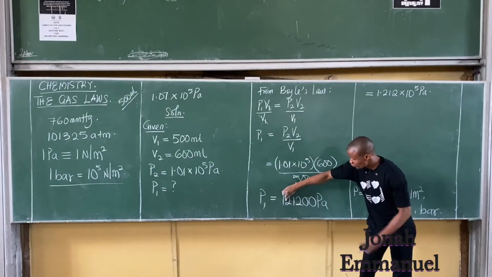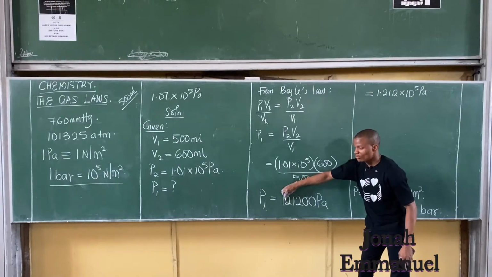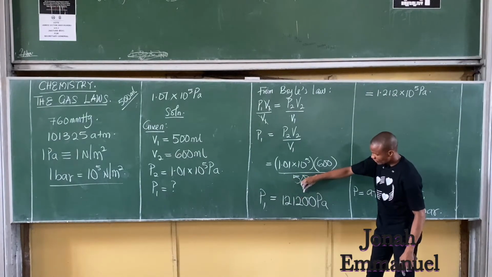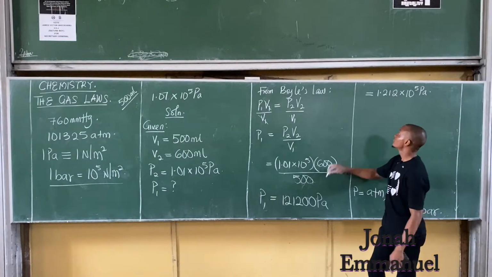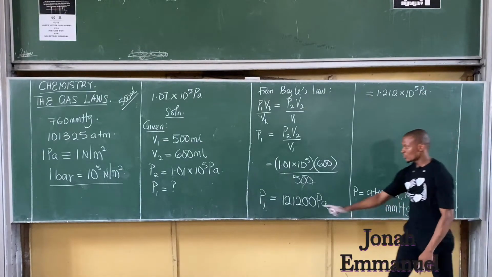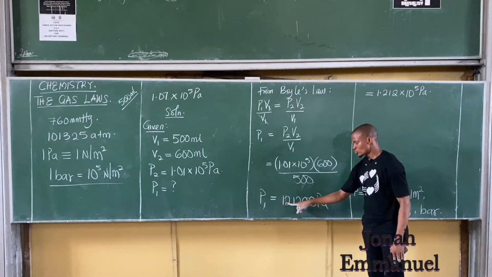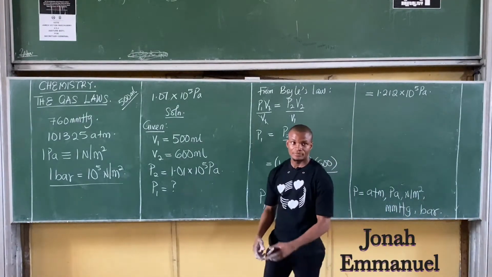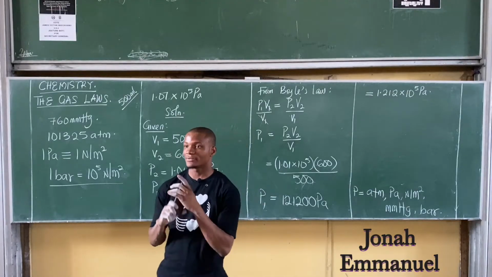From here, move towards the end and count how many times you're moving. I'm moving 1, 2, 3, 4, and 5. That's about 5. So it becomes 1.212 times 10 to the power of 5. That's it. That's the concept.